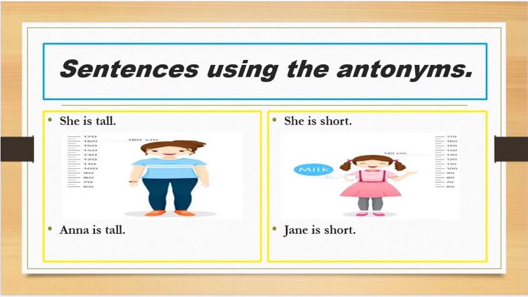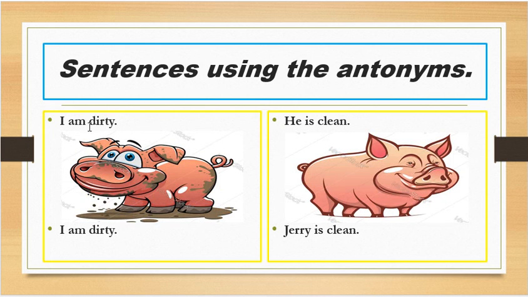Next, I am dirty. When we say I, it means the subject is you, talking about yourself. I am, I am dirty. He is clean. So here, this is a boy. So here, I.